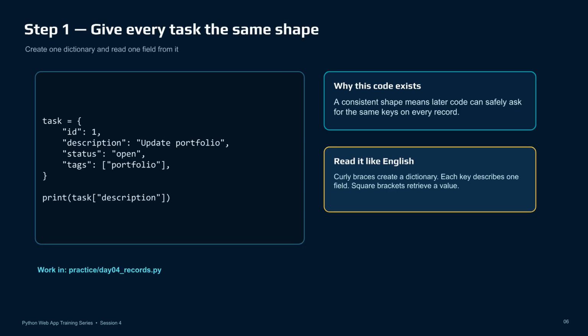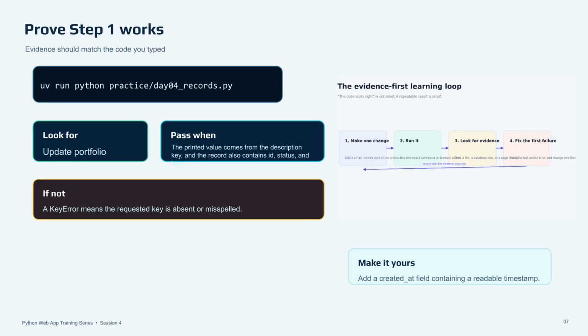Let's look at the code. Curly braces define your dictionary, and square brackets are used to retrieve the values. Using a consistent shape here ensures your future code remains robust. When you run your code, look for your specific task description in the output. If you encounter a key error, it usually means a key is missing or has a typo. Double-check your spelling against the record shape.